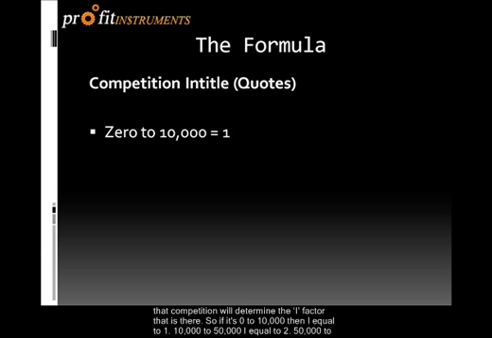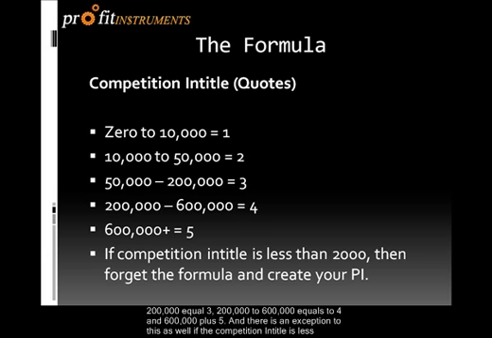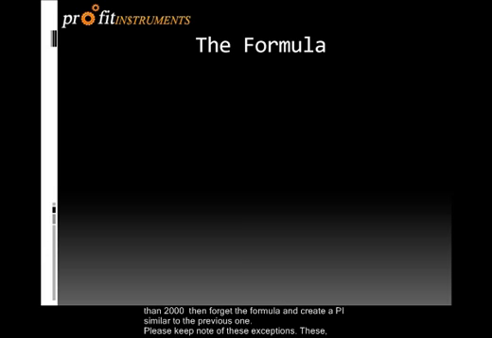So if it's 0 to 10,000, then I equals 1; 10,000 to 50,000, I equals 2; 50k to 200k, 3; 200 to 600k, 4; and 600k plus, 5. Okay, and there's an exception to this as well. If the competition in title is less than 2,000, then forget the formula and create your PI similar to the previous one. Please keep note of these exceptions.